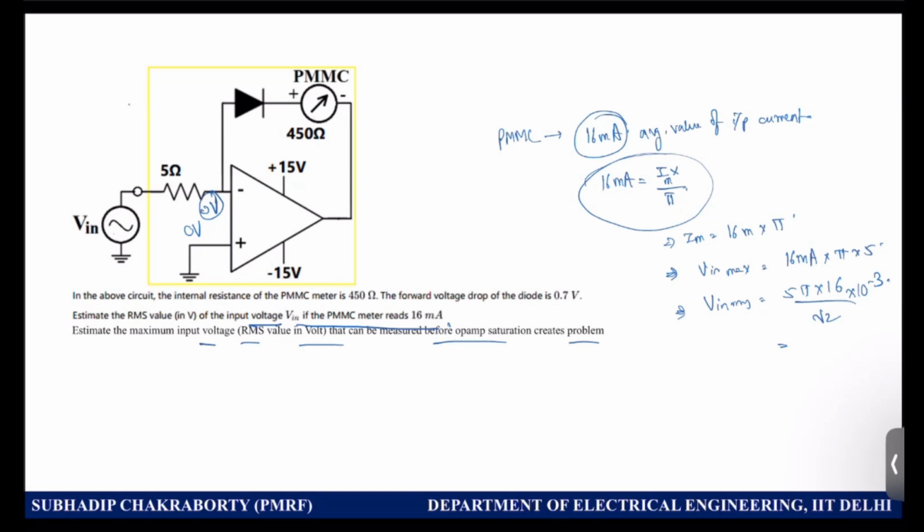So it is coming around 5 pi into 16 divided by 1000 divided by root 2, 0.178 volts. So RMS value is done. Now the maximum input voltage before the op-amp can drive to saturation. So that is when this exceeds 0 volts.